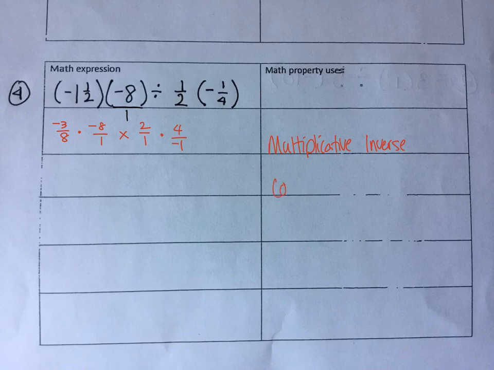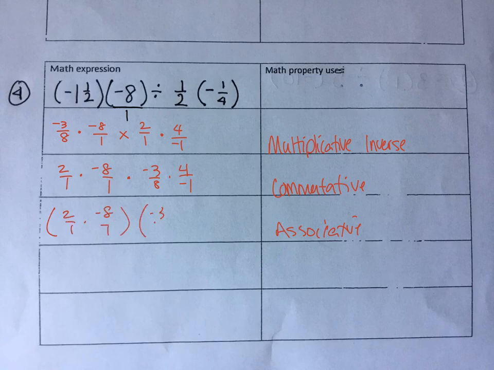Now let's do commutative property. Oh, as you notice, I did turn that mixed number into improper. So you can go ahead and do that during your multiplicative inverse part. Let's go ahead and let's do 2/1 times -8/1 times -3/8 times 4/-1. Now let's go ahead and use that associative property and group 2/1 times -1 times -3/8 times 4/-1.